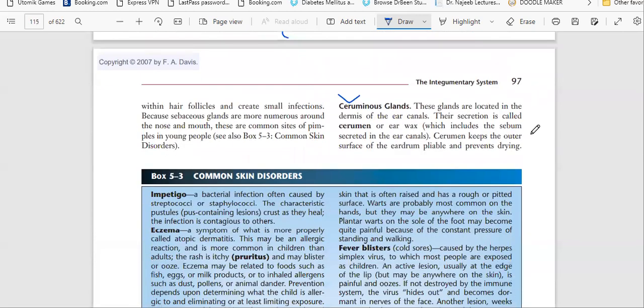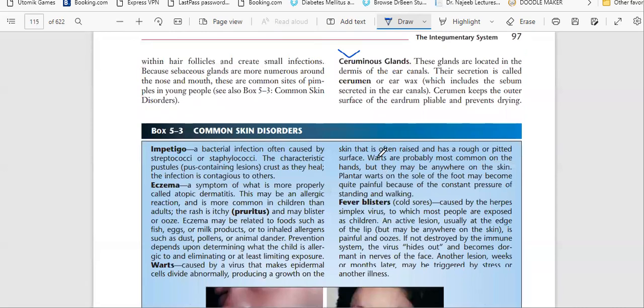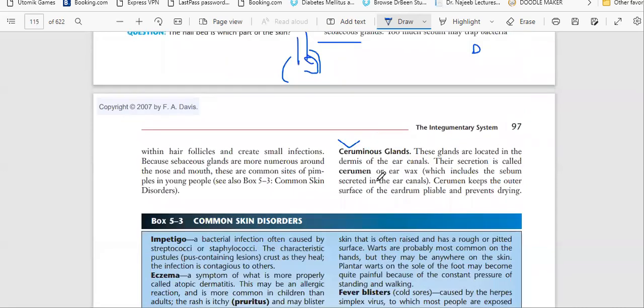Okay. So next we have ceruminous glands. What does a ceruminous gland do? It is also located in the dermis. Its secretion is called cerumen. What does it secrete? It will secrete cerumen. It is in the ear. In the ear, it will protect against the entering of any substance into the ear.